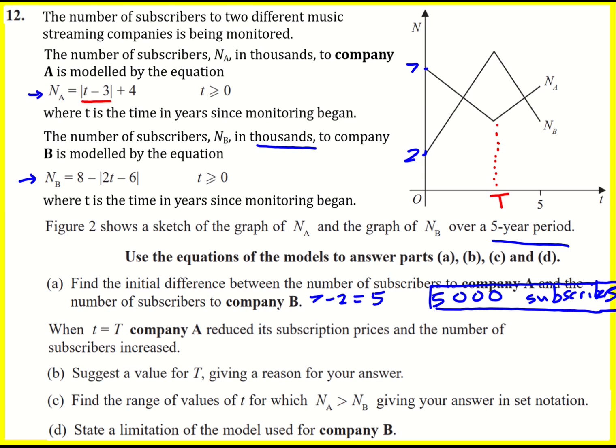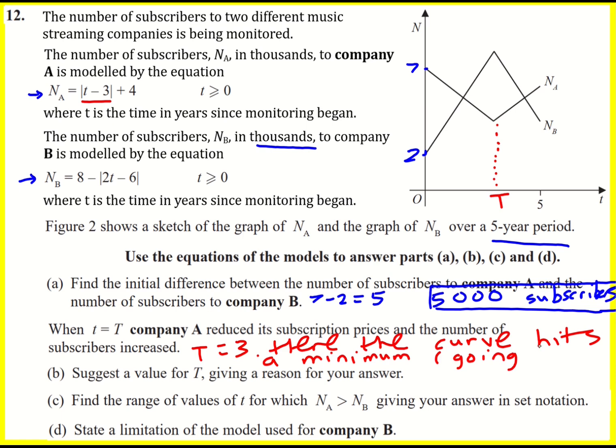So when T is 3, T equals 3 here. The curve hits a minimum, going back up after. Just some words like that, I think, are fine.